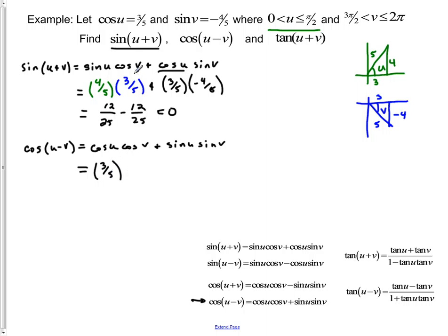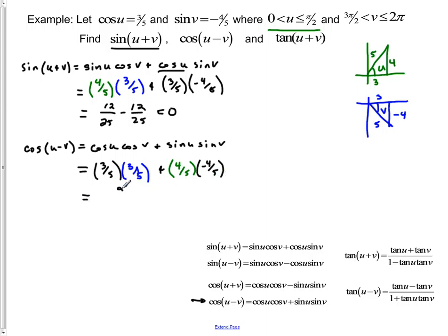But what's the cosine of v? Well, just like we set up here, the cosine of v happens to be 3/5 as well from our drawing, from our right triangle over there, right? We had to add that in. Plus the sine of u. Well, the sine of u we found to be 4/5 here in the first quadrant, but the sine of v we're given as negative 4/5. And I don't think this is going to come out to 0 this time, so we're going to have to do a little bit more work.